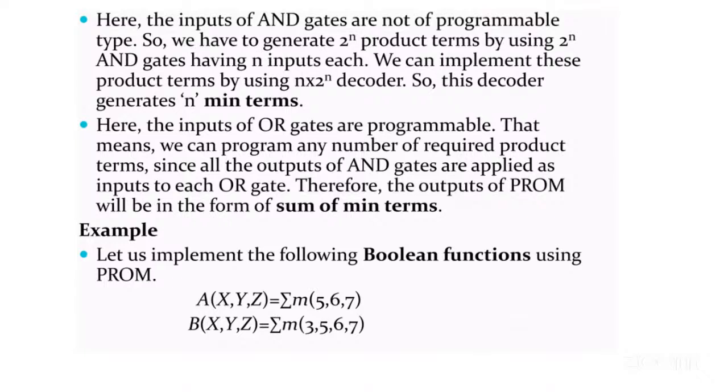For example, let us implement the following Boolean functions using PROM. A of x, y, z is equal to summation m of 5, 6, 7, and B, another function of x, y, z, the three variable inputs, is equal to summation m of 3, 5, 6, 7. These are the outputs of the Boolean functions.